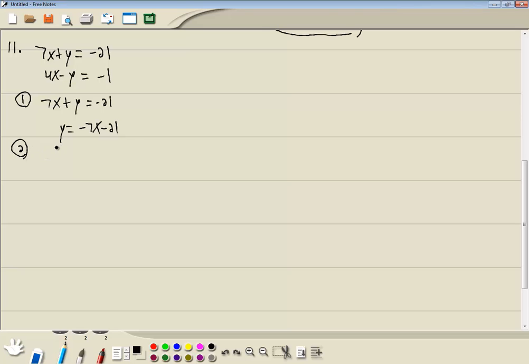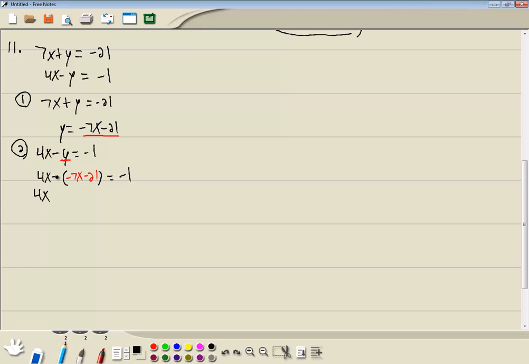Now we want to plug that into our other equation. So our other equation is 4x minus y equals negative 1. 4x minus y is equal to negative 1. Now up here, we said y is equal to negative 7x minus 21. So we're going to replace just the y in the other equation with negative 7x minus 21. Everything else remains exactly the same. The 4x, the minus, and negative 1.